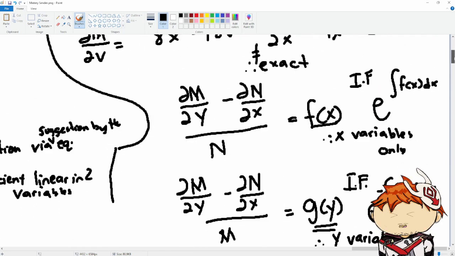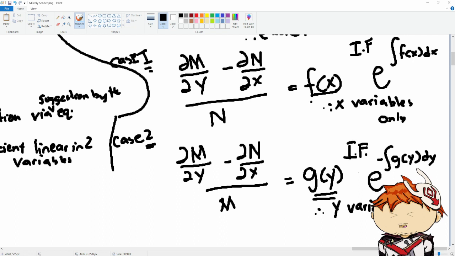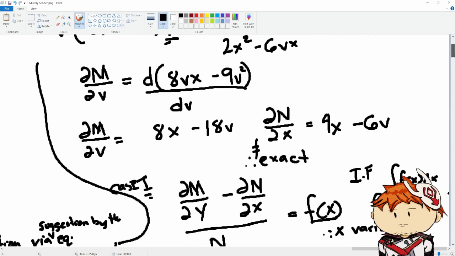Okay, so that's basically case 1, and this is basically case 2. That's the only case. And if f of x is not x only, and in case 2, g of y is not y only, you cannot simply turn it to exact. Alright, let's do it.